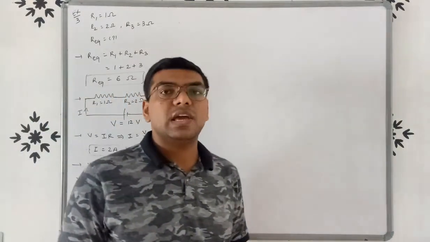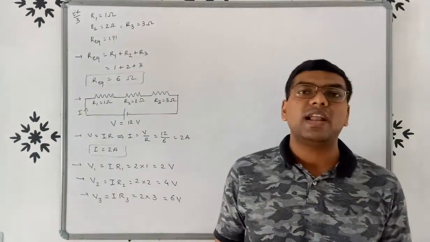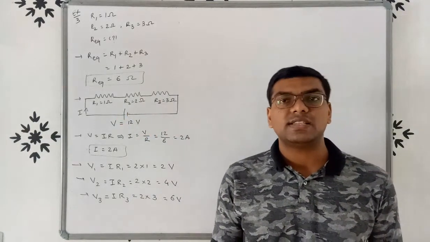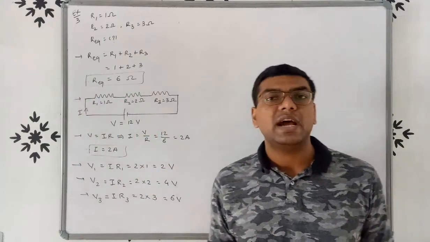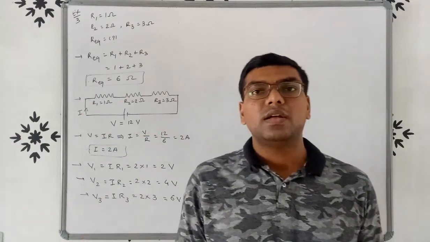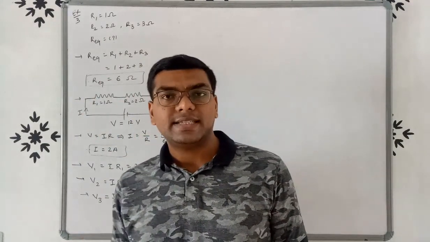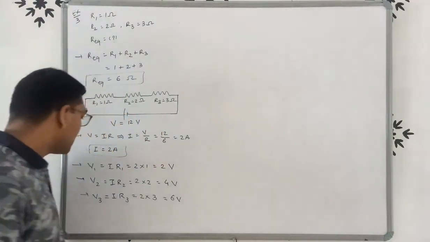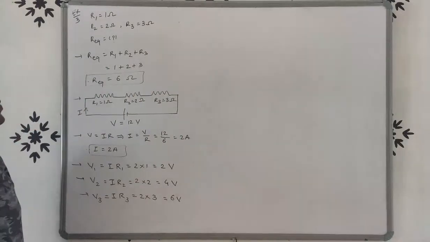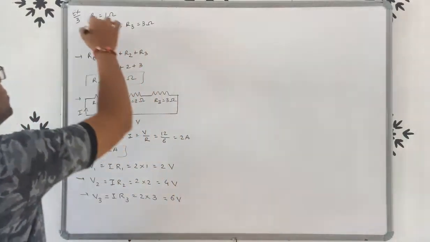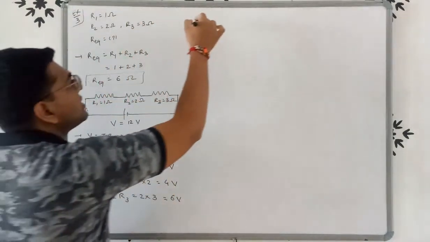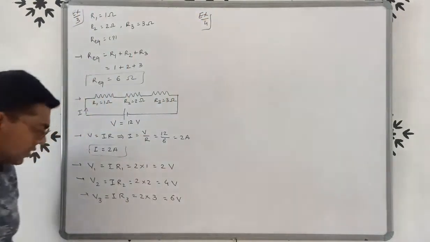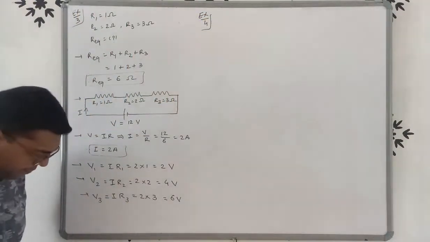Right? So if you remember the formula for series and parallel combination of resistors, you can easily find out the equivalent resistance, current and potential drop. Right? Or we can say voltage drop. Now we move forward to our next example, that is example number 4. So see example number 4.